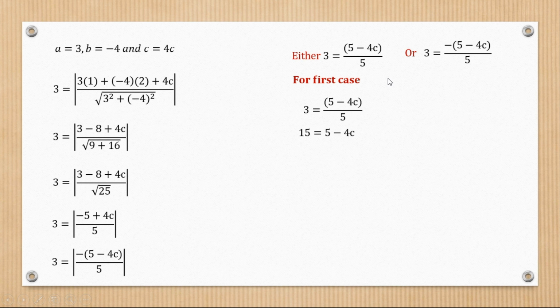So now when we cross multiply, I have 15 being equal to 5 minus 4c. Then 15 minus 5 shall be equal to negative 4c, of which c shall be equal to negative 10 over 4. And then simplify this, and I have it as negative 5 over 2.